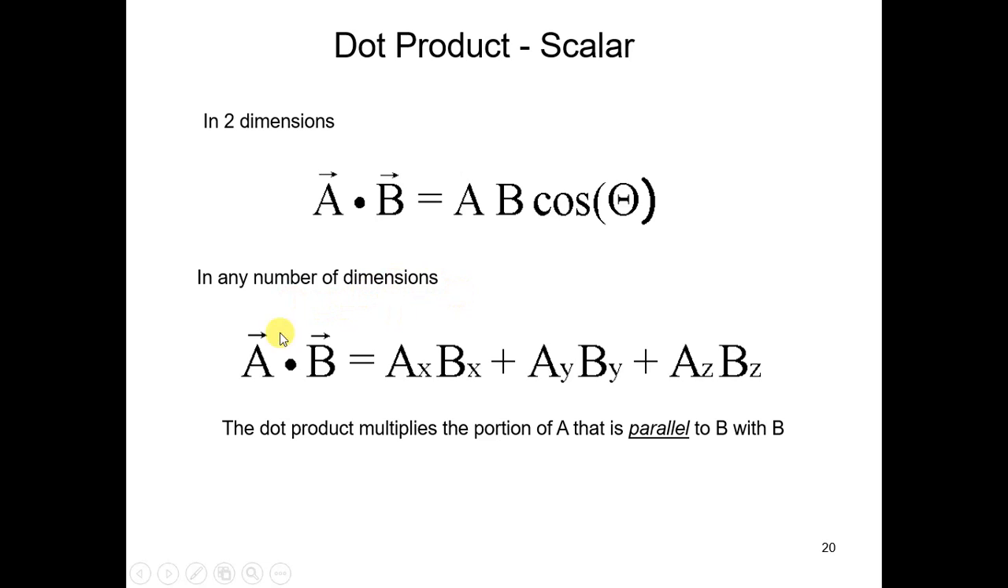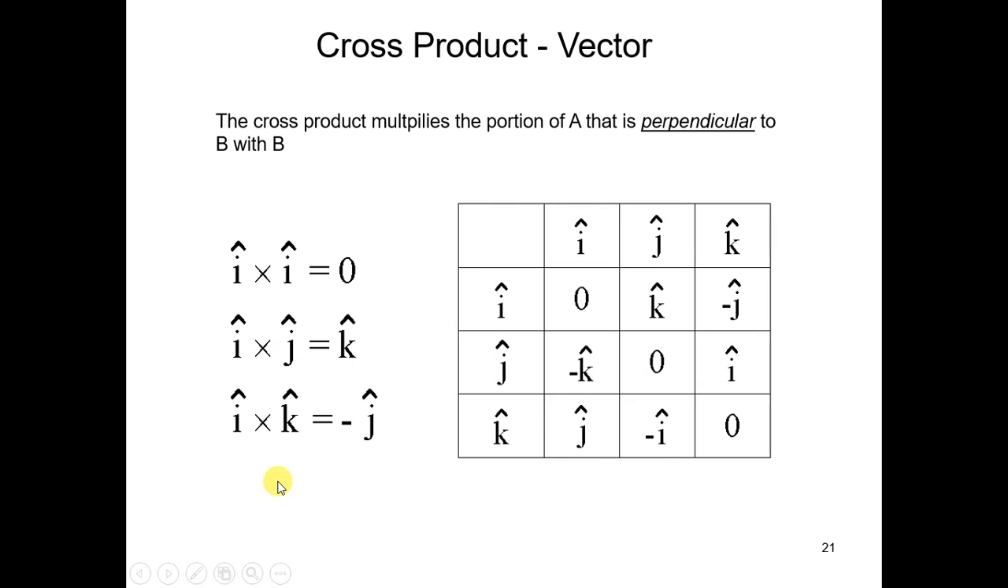In two dimensions it is ab cos theta, but in any number of dimensions, a dot b is equal to ax bx plus ay by plus az bz. So this is our dot product. Now see here, we will look at the cross product.